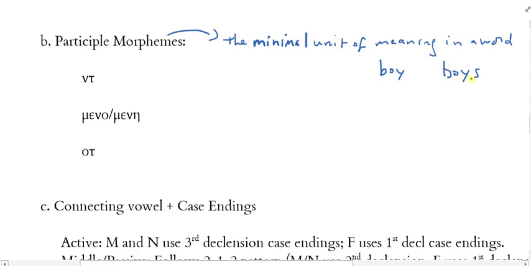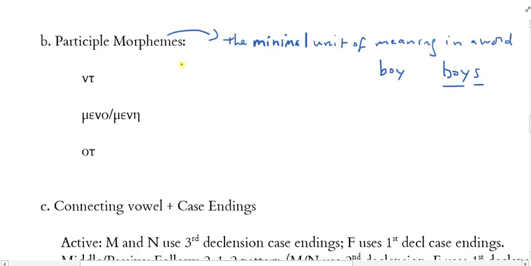But if you take a look at the word boys, how many morphemes do I have? I have two. I have boy, and then I have the S morpheme. Boy itself is lexical. It has to do with the concept of boyness. But the S is not a lexical morpheme. It is a grammatical morpheme. It gives me grammatical information telling me that there is more than one boy hanging out here, okay?